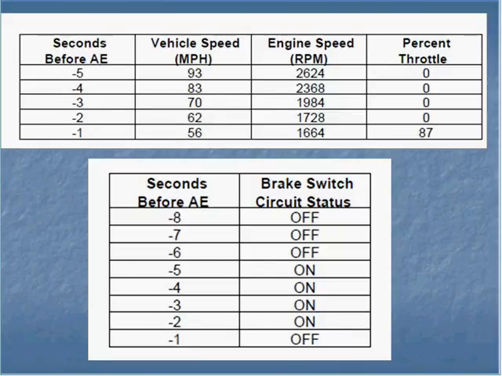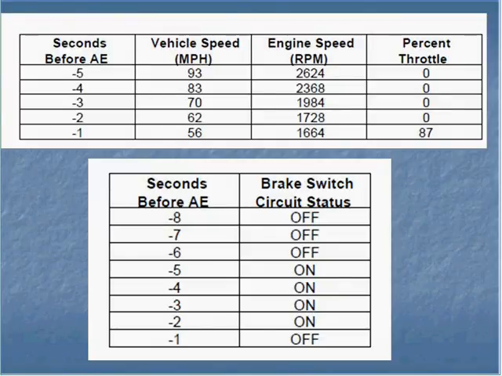At 5 seconds before, which is the upper left-hand corner, they were going 93 miles an hour. And if you'll notice on the right side, the throttle, they didn't have the throttle on. So their foot was off the throttle, and they were doing 93 miles an hour. At 4 seconds, they were doing 83 miles an hour. At 3 seconds, they were doing 70. 2 seconds, 62. At 1 second, they were doing 56 miles an hour. So this is 1 second before they Peter Panned into the ravine. And they hit the throttle again. So at 1 second before, they decided to nail the throttle with 87%.